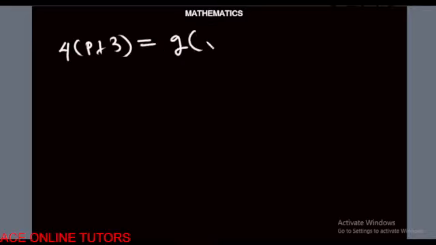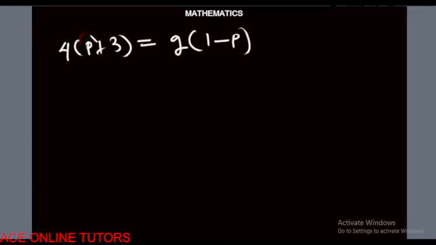Now, let's see if we can have another one. So we have been given 4 times p plus 3 equal to q times 1 minus p. We have been asked to make p the subject of the formula.